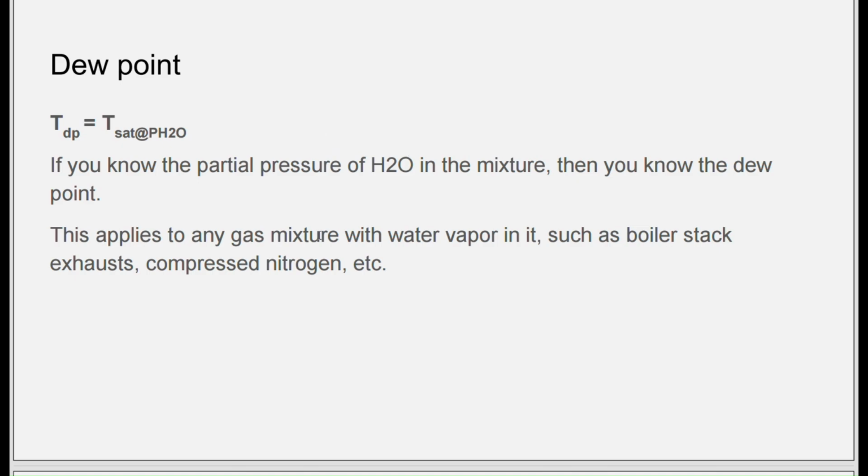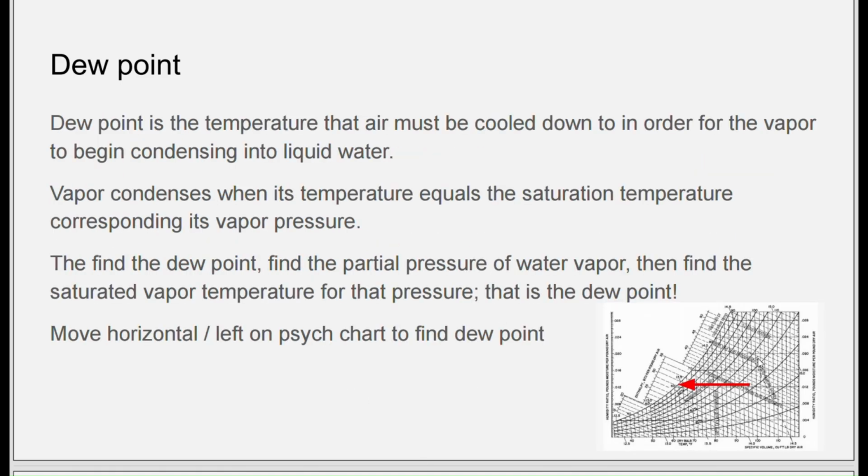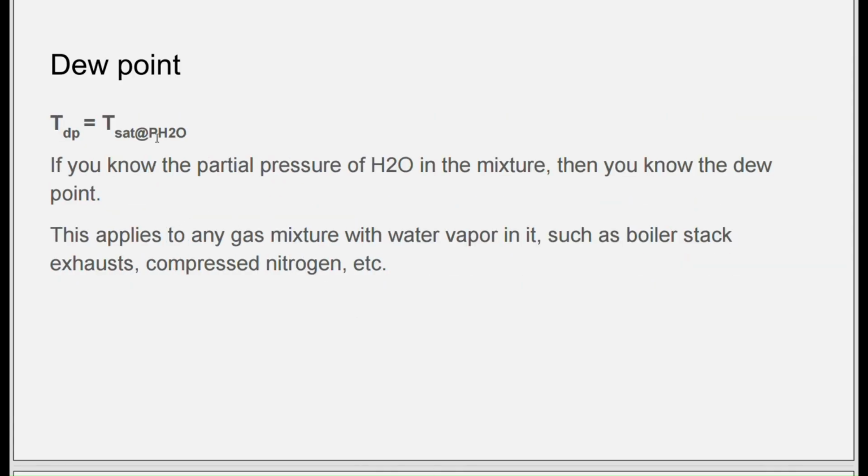So in other words, let's say I've got air at some state here on my psychrometric chart. If I were to find the partial pressure of my water vapor at that point, my corresponding saturated steam temperature for that partial pressure is equal to my dew point. That might be a mouthful and hard to understand, but if you do an example or two, once we start looking at the equations, it might make more sense.